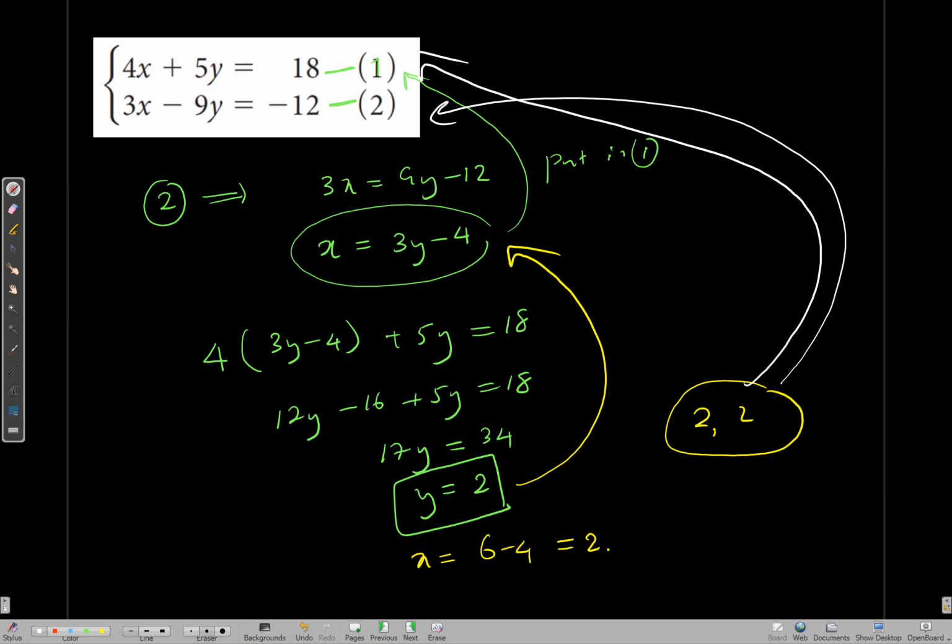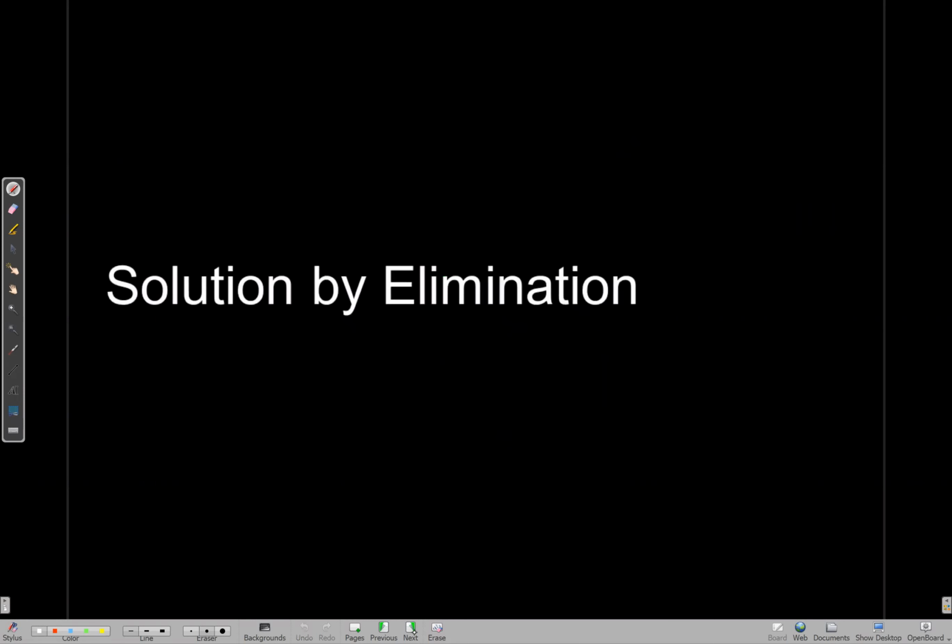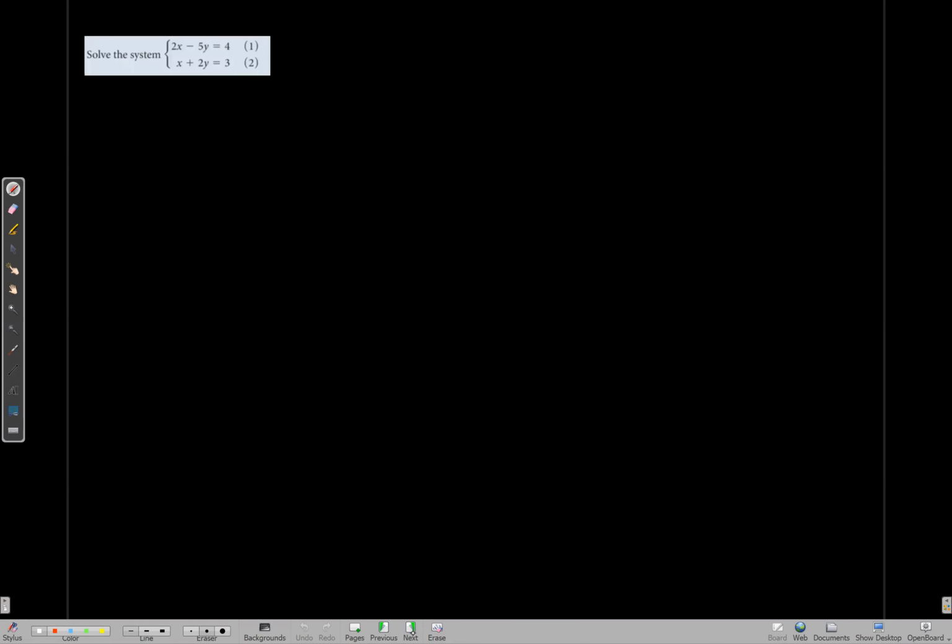But the substitution method is not the easiest for all examples. There is one method that will work for all examples. That's the method that I prefer: the elimination method. Now in this method, let's take this simple example and try it. In this method, actually we are getting rid of the variable. You know what, let me explain it while doing it.